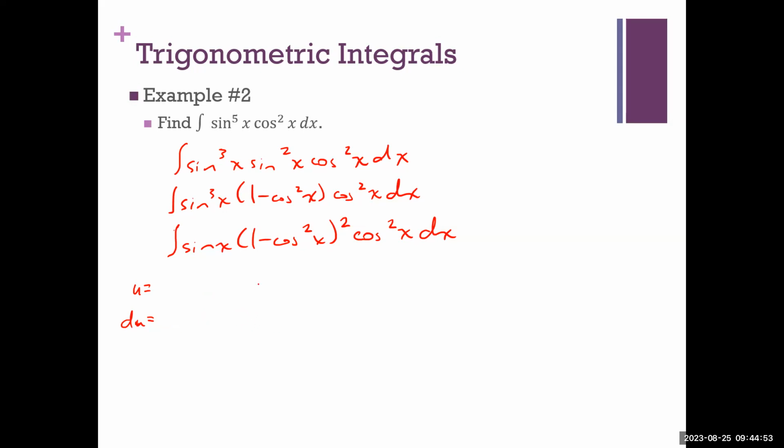Here's the thing that makes these, I think, deceptive: now our substitutions are probably going to be simpler. I think you should just keep cosine. Let's try u equals cosine x. If u is equal to cosine x, what does du become? Negative sine x dx. What does that do for this integral?